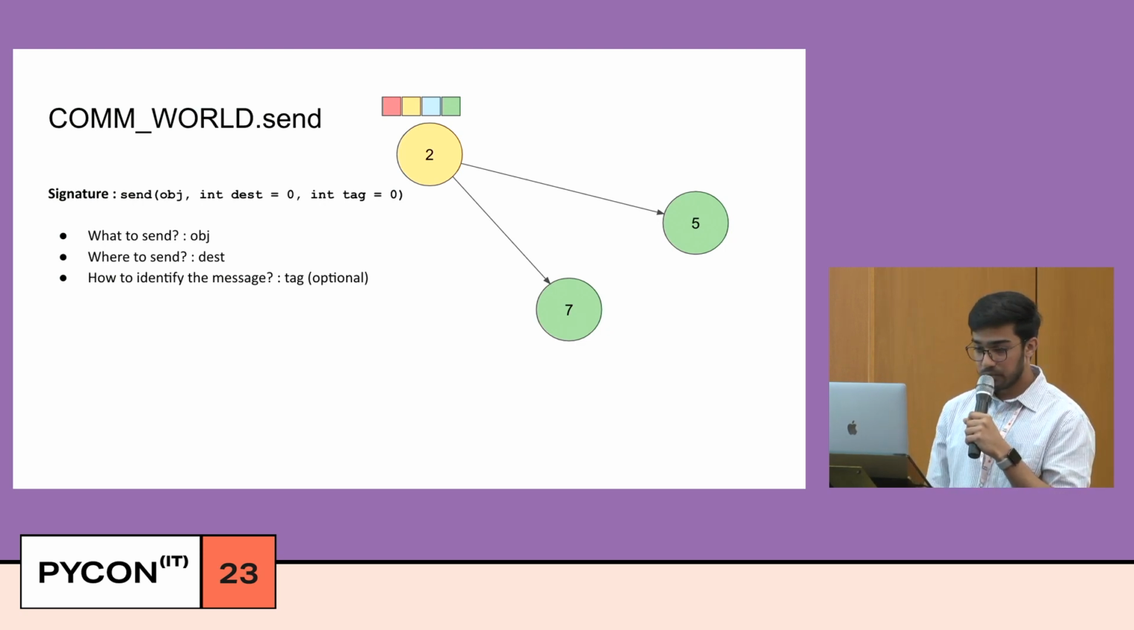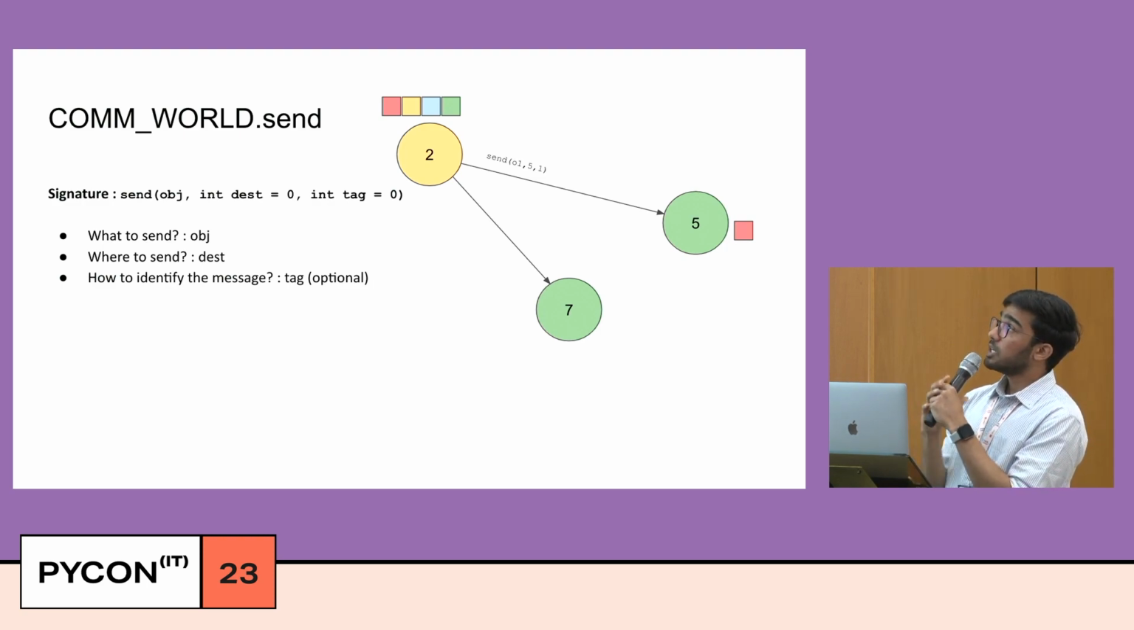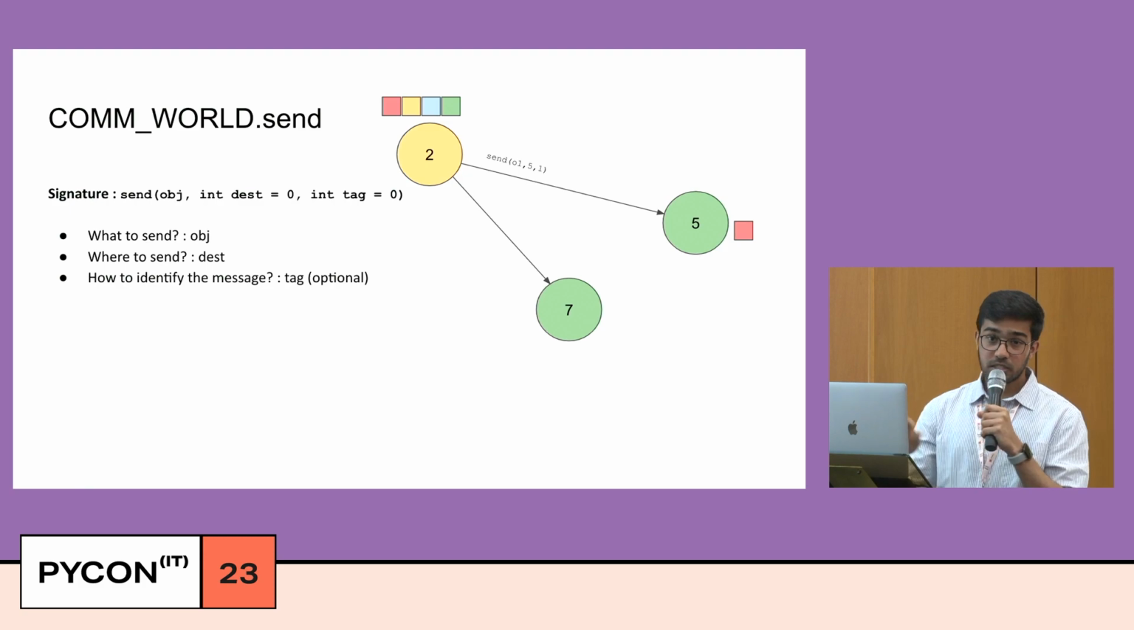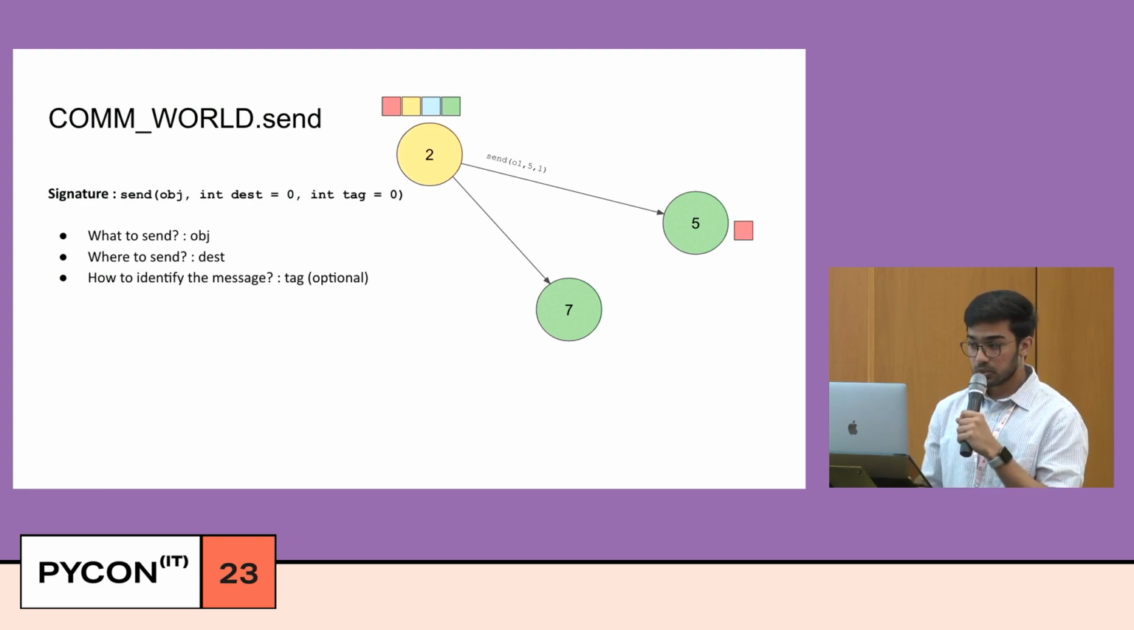If rank 2 has data, let's call it obj, rank 2 sends this data. If it wants to send this data to 5, it will execute something like send(obj, 5, 1). Here 5 is the rank of the destination process, and the tag is useful if 2 wants to send multiple messages to 5 and 5 needs a way to decode what's the first message and what's the second message. It can use the tag.